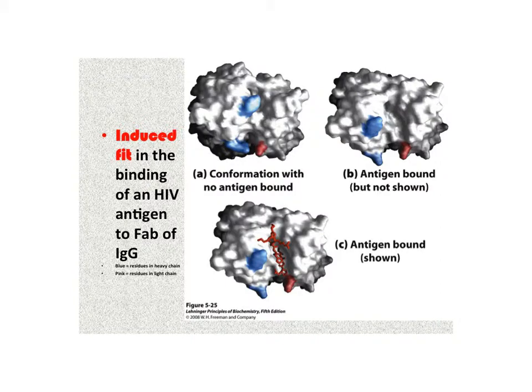Now, the immune system is a great example of the induced fit. And so this is just showing the HIV antigen binding to an IgG.